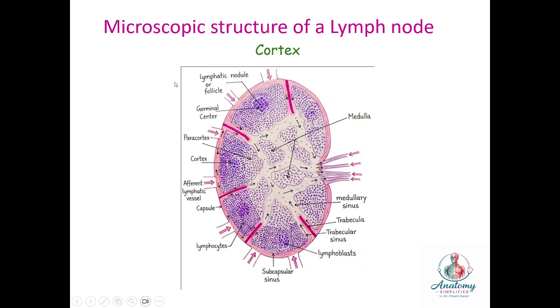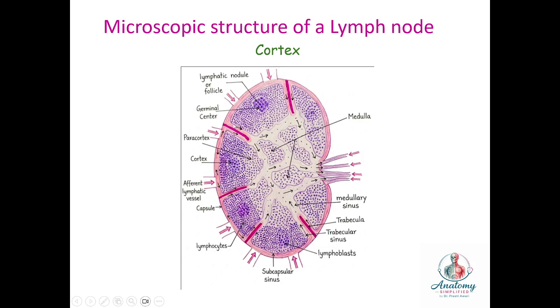Now, we will start with the microscopic structure of a lymph node under low power in a compound microscope. In this diagram, you can make out a capsule surrounding the lymph node. Underneath that, there is the subcapsular sinus, the trabeculae entering inside and dividing the cortex into compartments. The trabecular sinus continues as the medullary sinus, and then finally the efferent lymphatics.